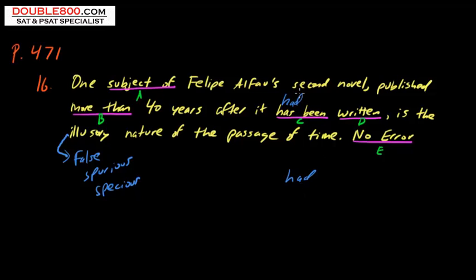But we need this had there because it was previous to when it was published, and that would make the rest of it correct. All right, the answer here is C.